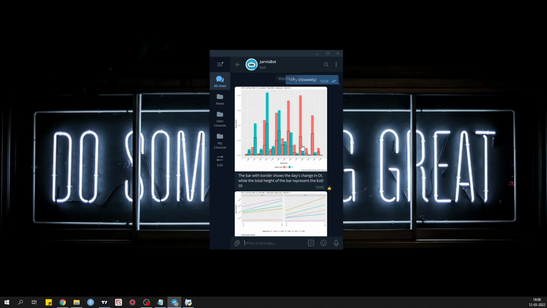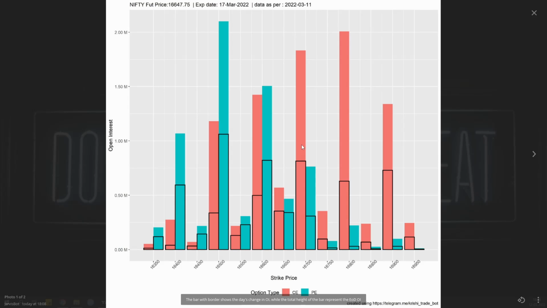Okay, let's open them one by one. This is the first graph that we get. At the top left it says Nifty's future price and the expiry date. The next weekly expiry is on 17th March 2022, and it gives the data as per 11/3/2022. Today is 12/3/2022, Saturday, so the last trading day is the 11th. This is data as per 11th March.